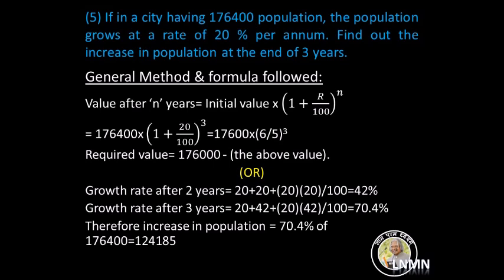What they have asked in the question: find out the increase in the population at the end of 3 years. So we just have to calculate what is 70.4% of 1,76,400. This will result in 1,24,185. This is the value that is required.